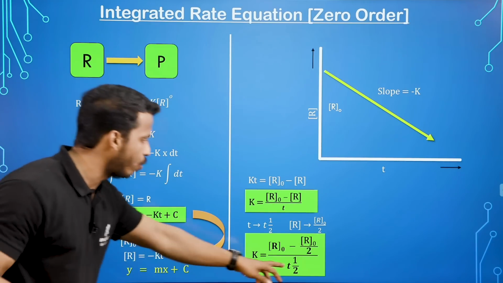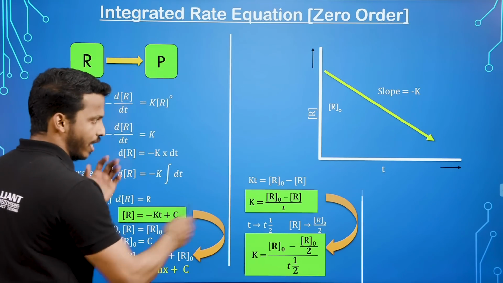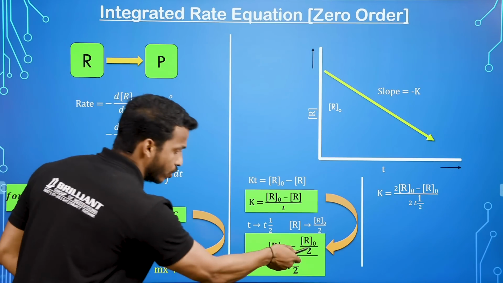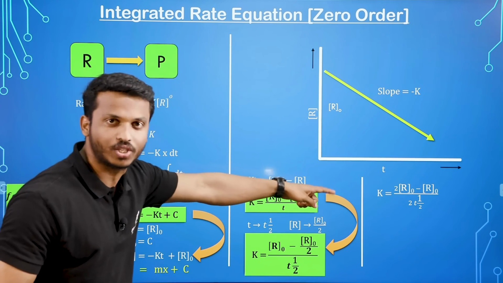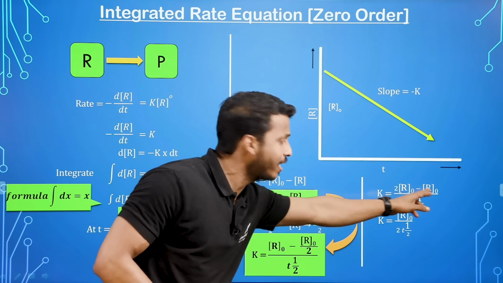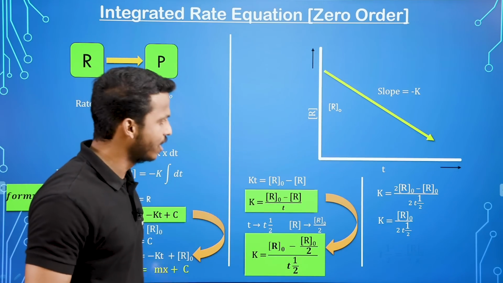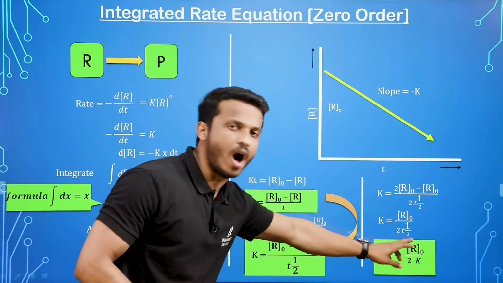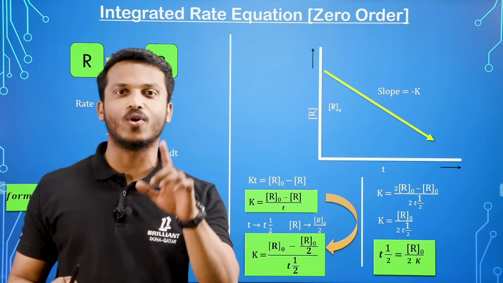Now let me just rearrange. I want to get the value of T half. This is the equation we are going to rearrange. See all of you, K is equal to this, 2 R naught. Let me cross multiply. So (2 R naught minus R naught) divided by 2 into T half. That will be the new equation. After that, K is equal to, what is 2 R naught minus R naught? That is equal to R naught, right? So R naught divided by 2 T half. Next, let me make the final equation, that is T half is equal to R naught divided by 2K. So this is the overall equation for a zero order reaction.